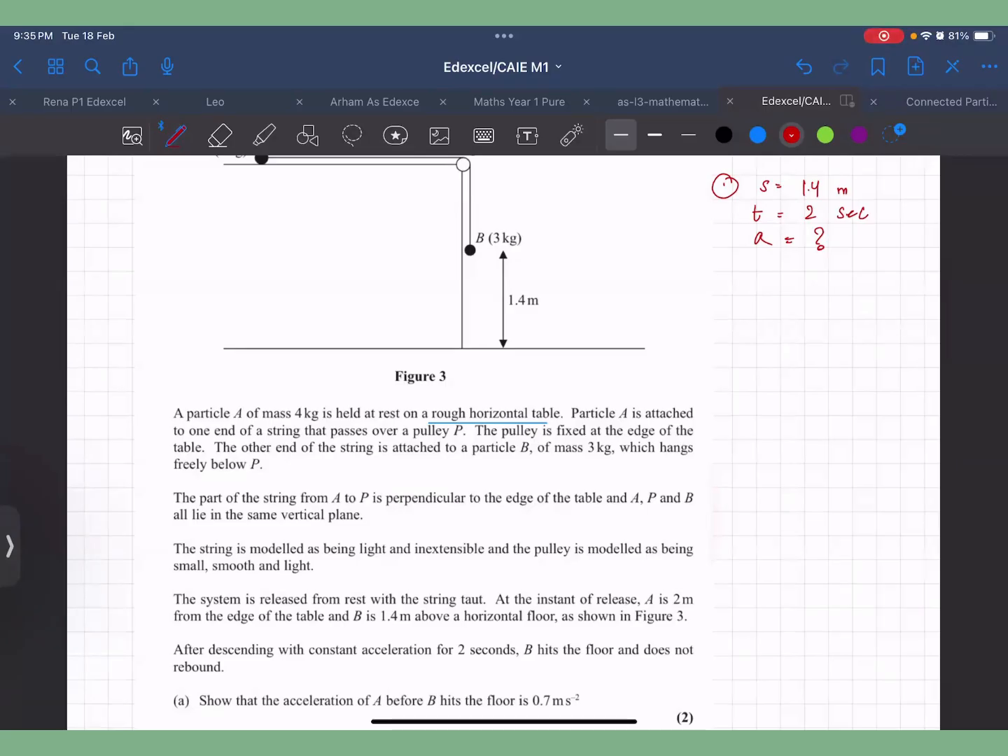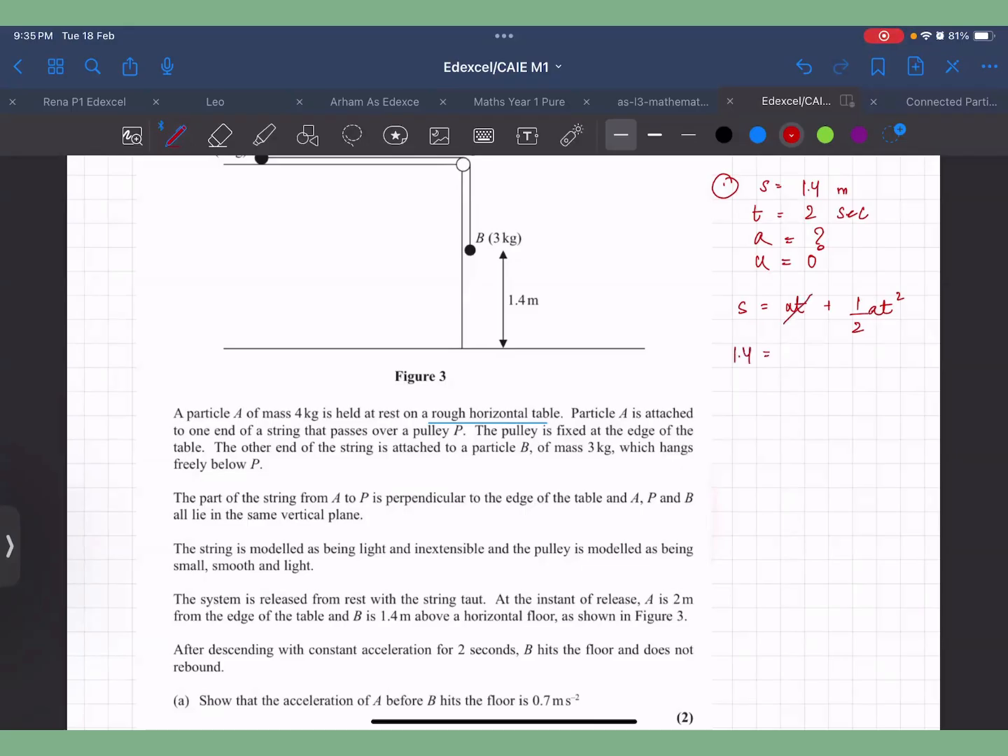Here's the floor. Constant acceleration for 2 seconds. Initial velocity, we know it would be 0. Final velocity, we don't have it. s equals ut plus half at squared. Yes, we can apply that. s equals ut plus half at squared. So s, we know it is 1.4.